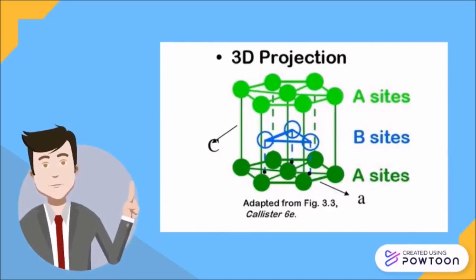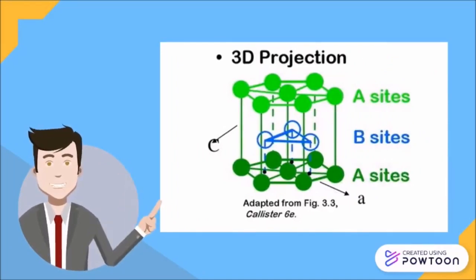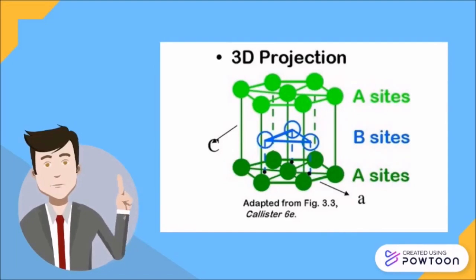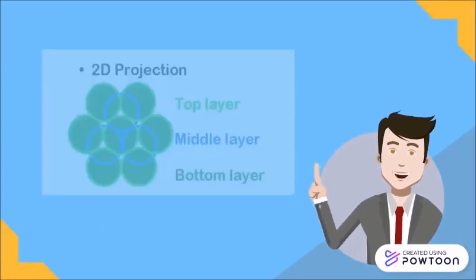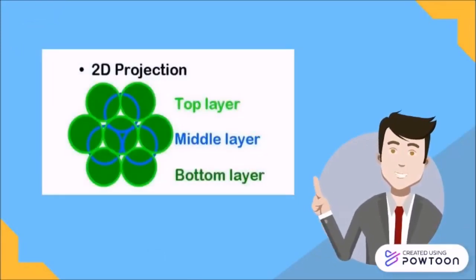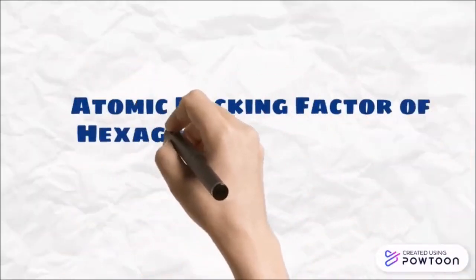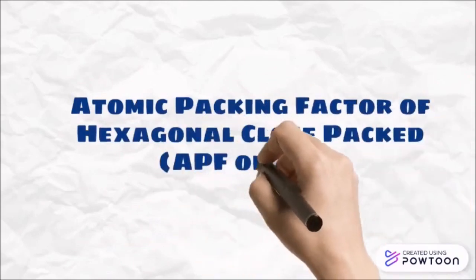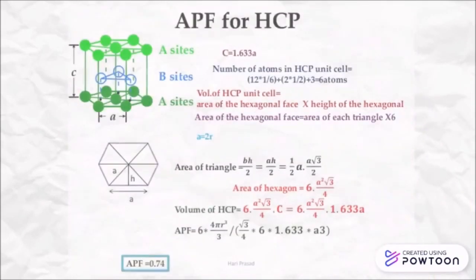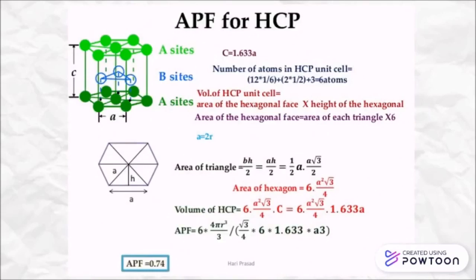First type is 3D projection. The top layer and bottom layer we call A side and the middle is B side. Next, we look at the 2D projection. It also has 3 layers, which are top, middle and bottom. Here is the example of calculation of APF for HCP. So, we can use this formula to get the APF value.